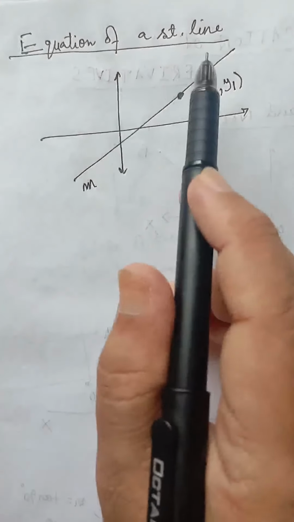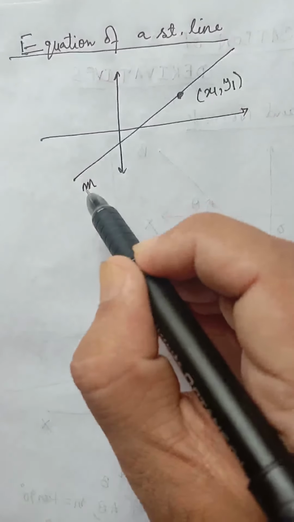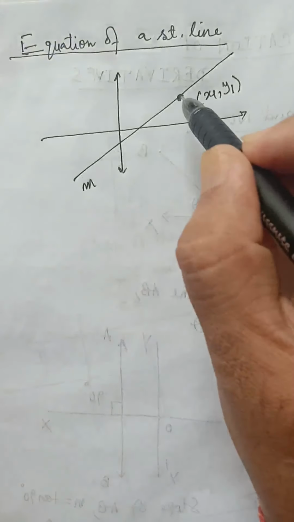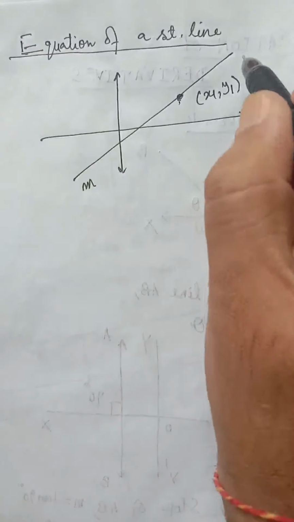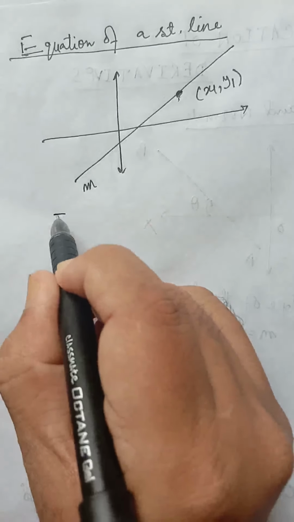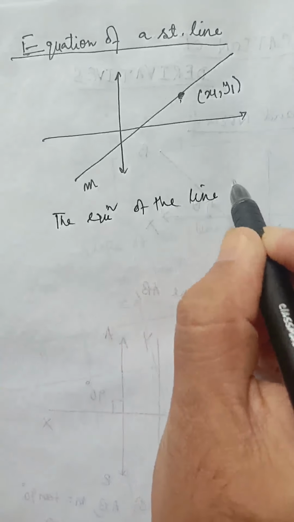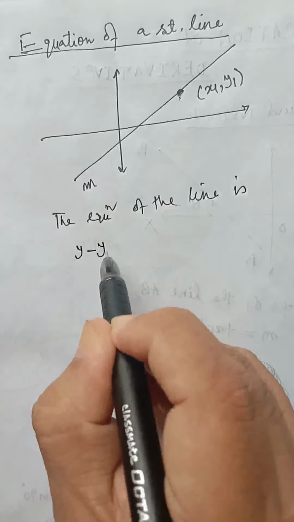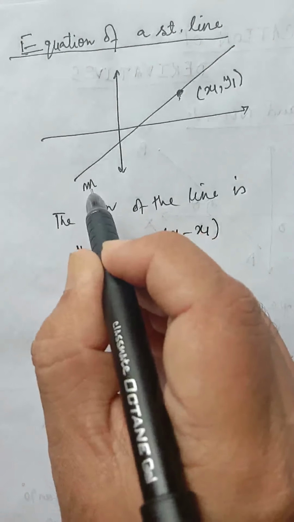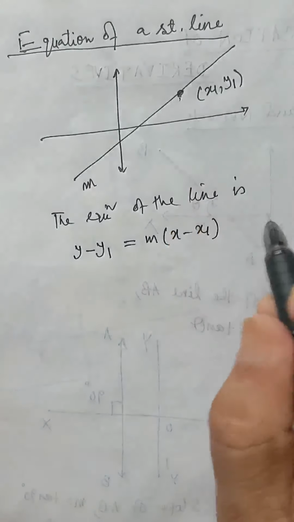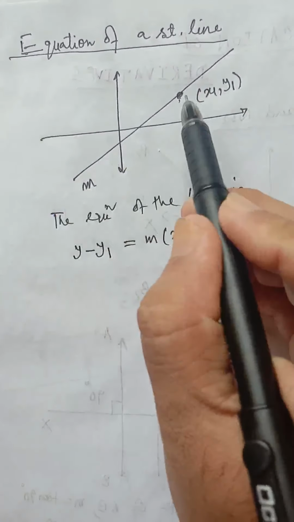Next, the equation of a straight line. Suppose a straight line passes through the point x1, y1 and suppose m is the slope of the line. This is called the one point formula. Then the equation of the line is y minus y1 equal to m into x minus x1. m is the slope of the line and x1, y1 is a point on the line. So this is the one point formula, the equation of a line when the slope is given and a point on the line is given.